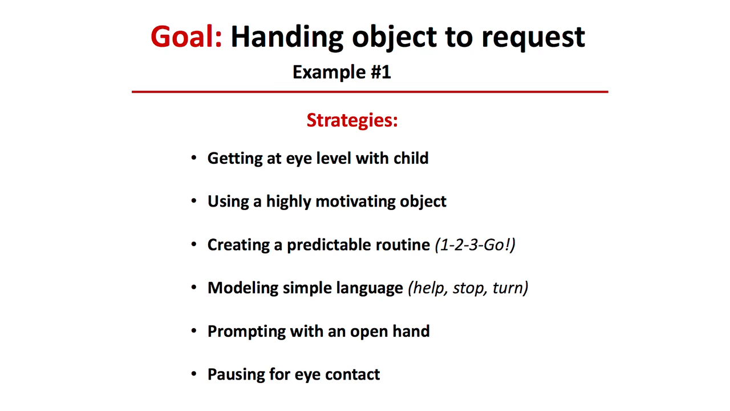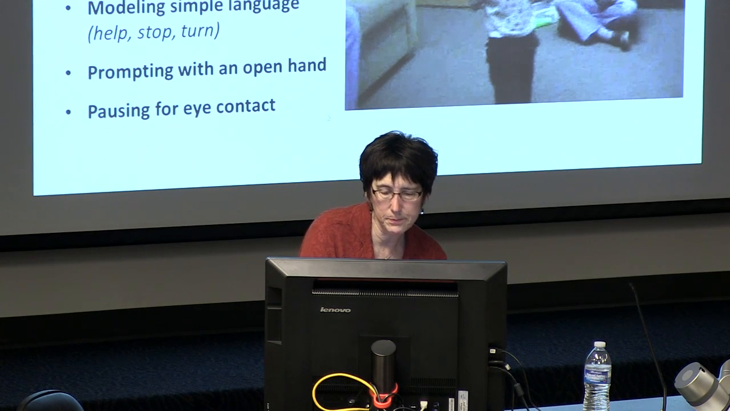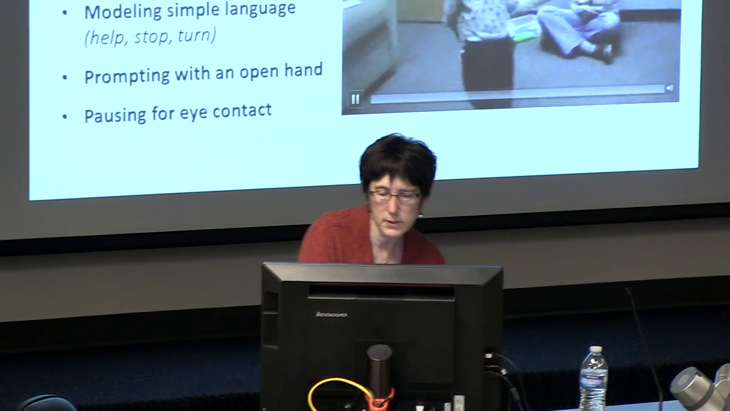You'll see the strategies are getting at eye level with the child, using a highly motivating object, creating a predictable routine. In this one, it's 1, 2, 3, go. Modeling simple language, prompting with an open hand, and then pausing for eye contact. But that's really not pertinent to this. So here, okay, you can watch this.